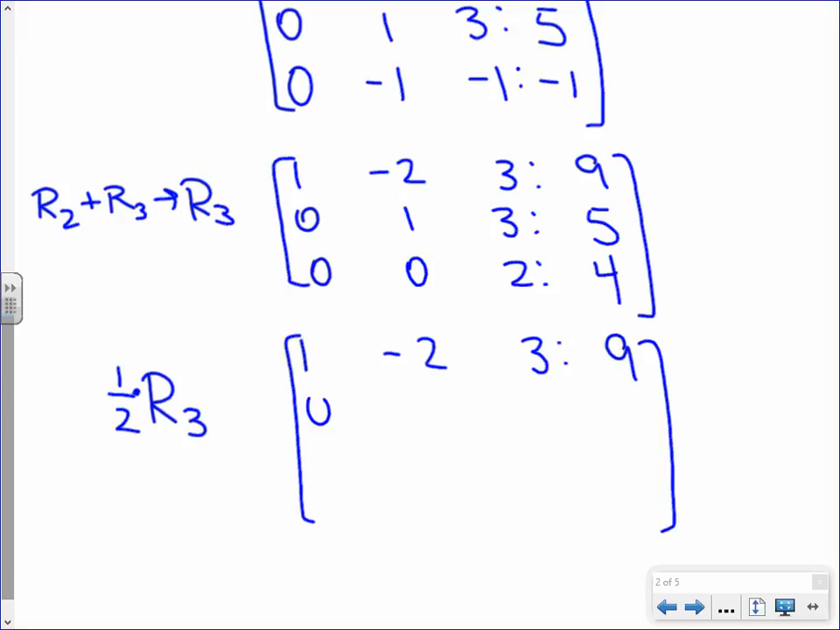Caroline. If the goal of the problem says to solve the system, first of all, do we even have to use matrices? And second of all, did you just stop there because you can just say 2z equals 4 and then just divide by 2?